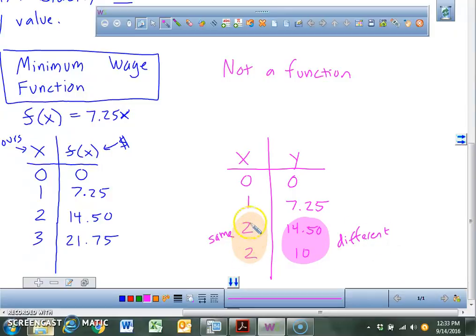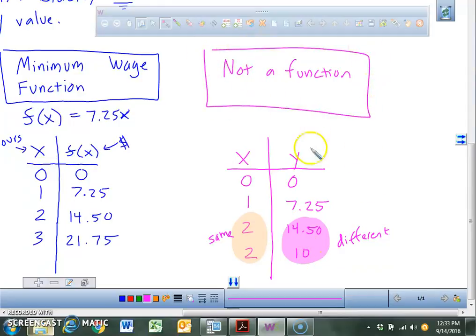So when you have the same x value plugged into something, and you have 2 different y values, that lets you know that this right here is definitely now not a function. And your explanation would be because each x value can only have one y value. Okay? So you can see this in a lot of ways.